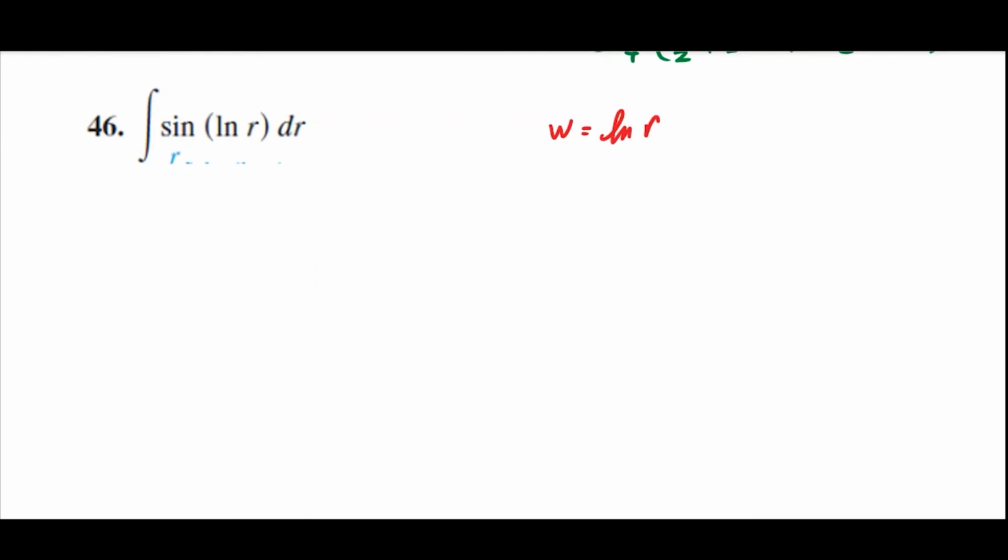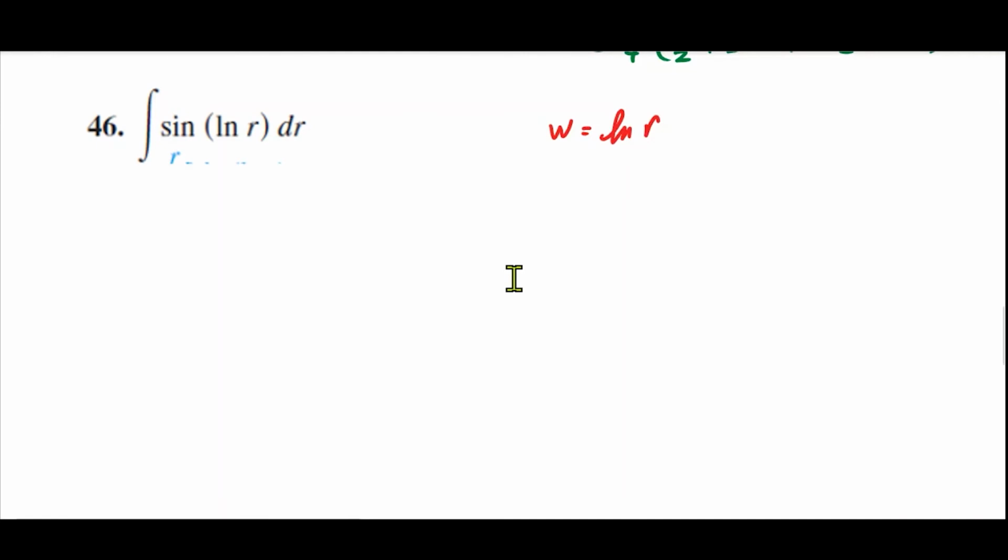Because if this is sine u, then we have some kind of chance. You know what I'm saying? Because it's a sine ln and then backward chain rule. So it's definitely chain rule, not integration by parts, because I first thought this was sine r, then ln r, but then there's no r here. So we have to do it like this.